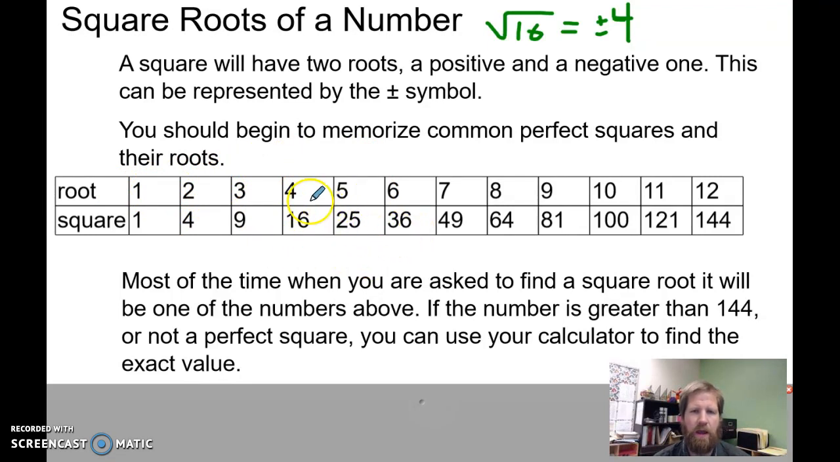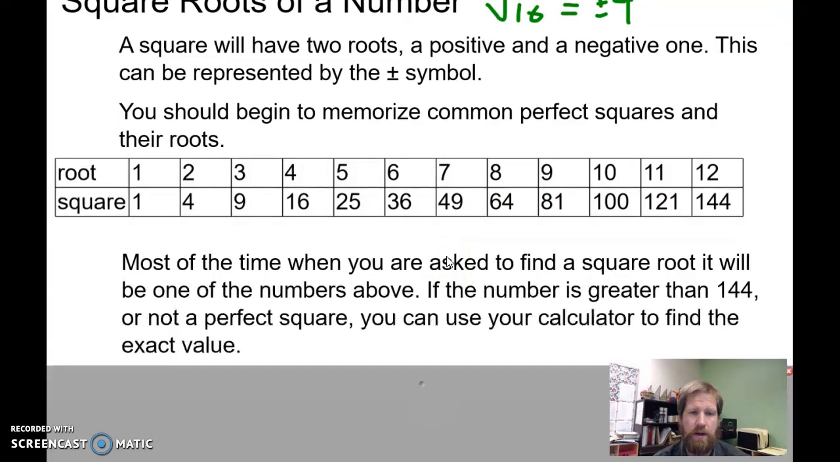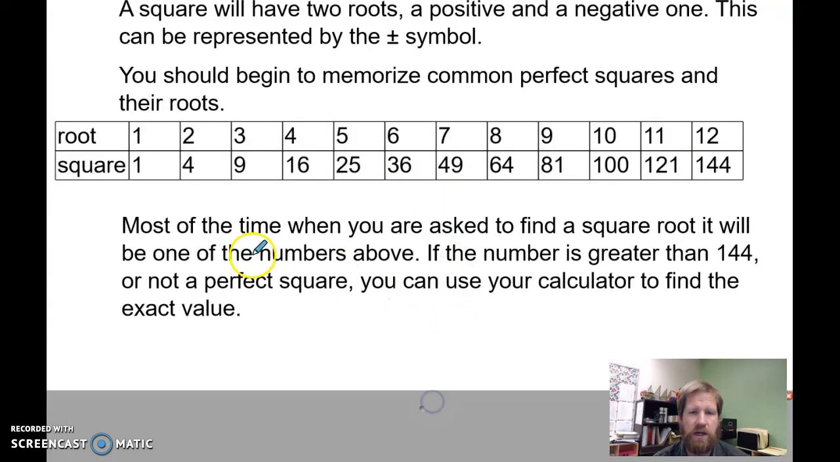You need to start remembering these because you're going to see them a lot, and if you have to go to your calculator every time to figure out what the square root of 49 is, you're going to be wasting a lot of time. Most of the time, we're going to work with these perfect squares, these nice, easy square roots. If you're given a number that's greater than 144, or if it's not one of these numbers, I'm totally fine with you using a calculator.